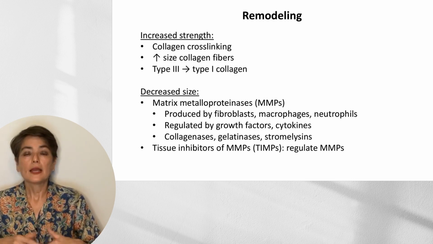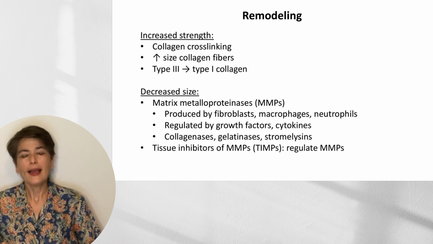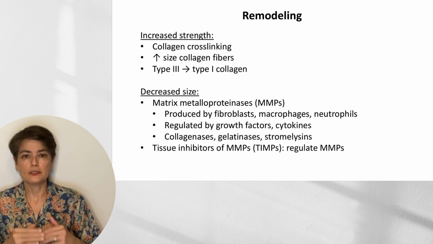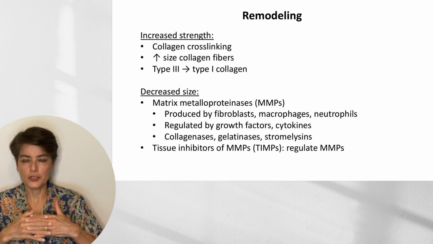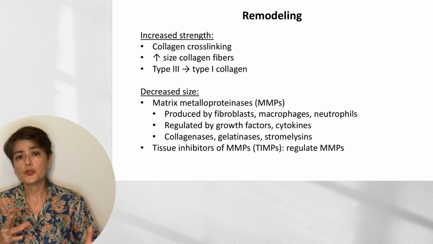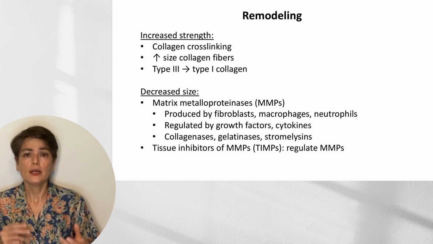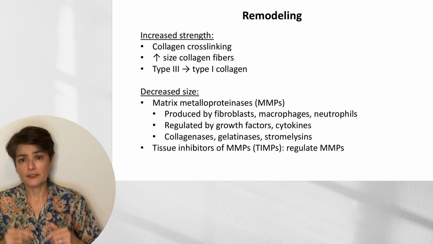Once you've done that, now it's time to start making that particular scaffolding strong and making it less prominent, so decreasing it in size. So to increase strength, we're going to cross-link our collagen, we're going to increase the size of our collagen fibers, and we're going to shift from type 3 collagen to type 1 collagen, which is more durable. The next thing we have to do is decrease the size.